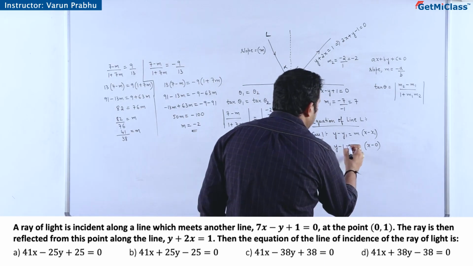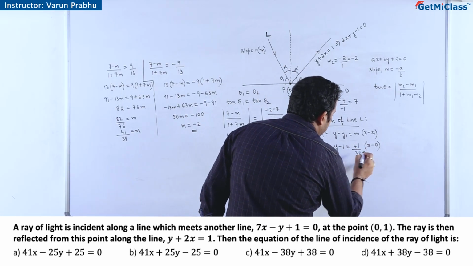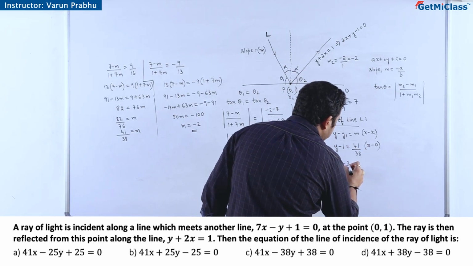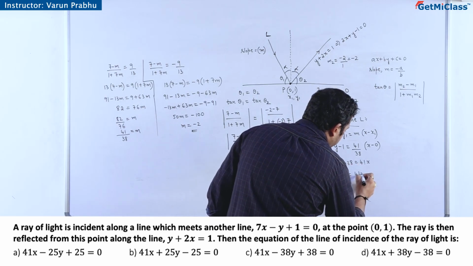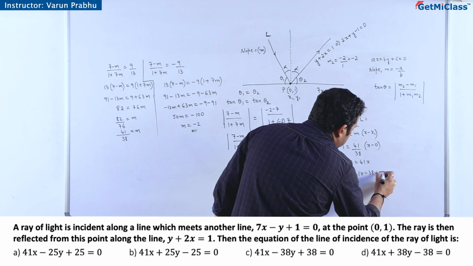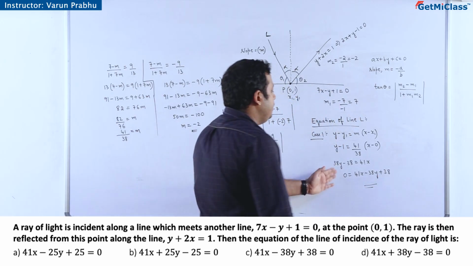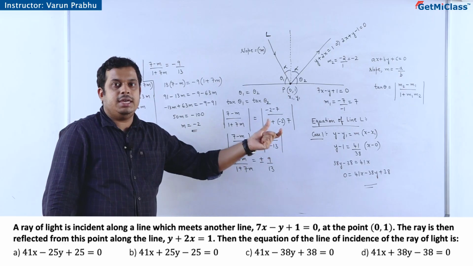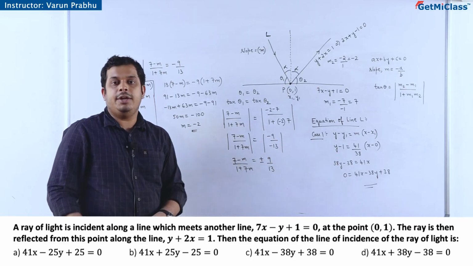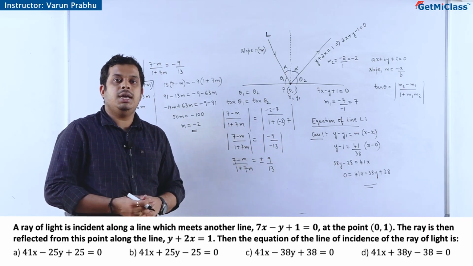The m value is 41 divided by 38. So your answer to the question will be 38y minus 38 is equal to 41x. So 0 is equal to 41x minus 38y plus 38. This will be the answer to the question. The other equation we are not seeing, right? We are seeing it in the form 41x minus 38y plus 38 in the options. This is the answer to the question.